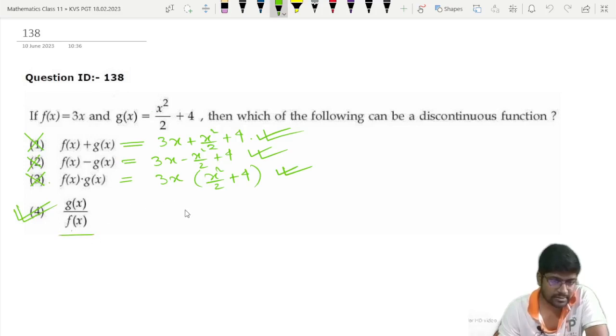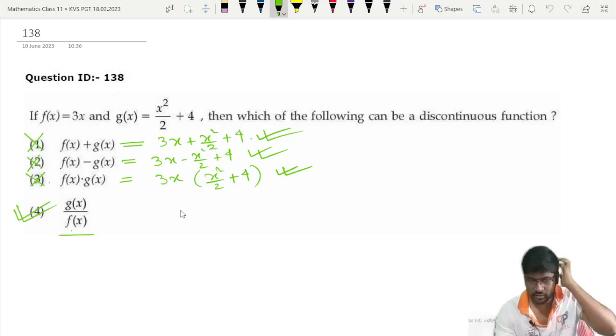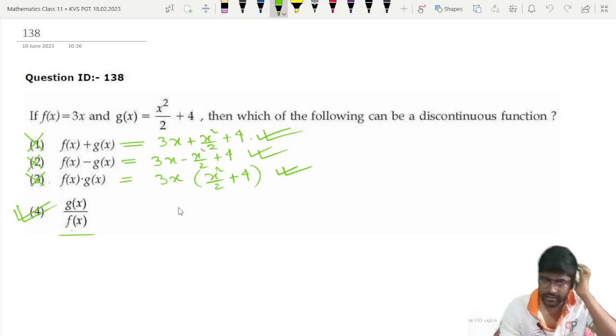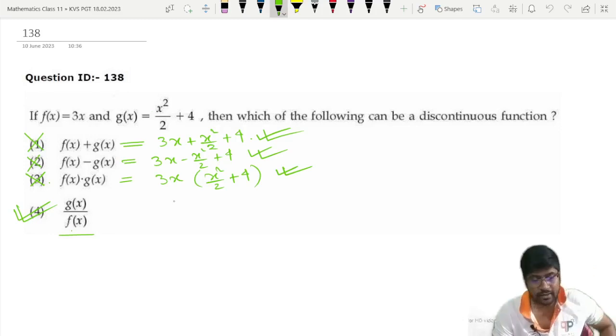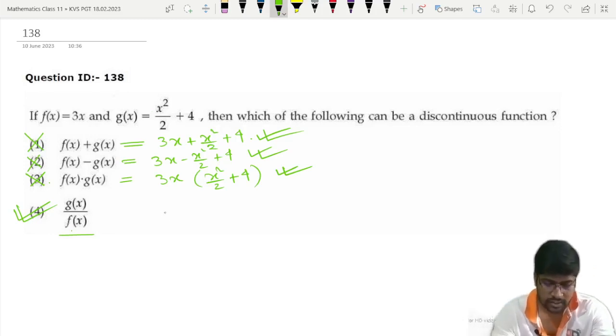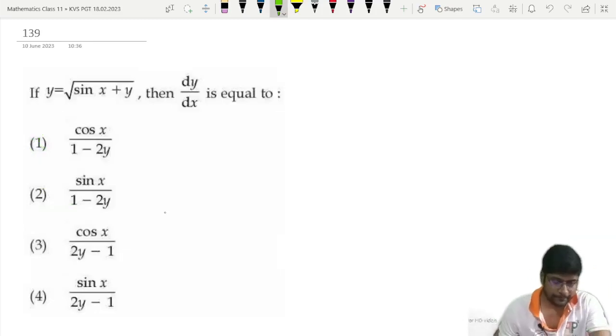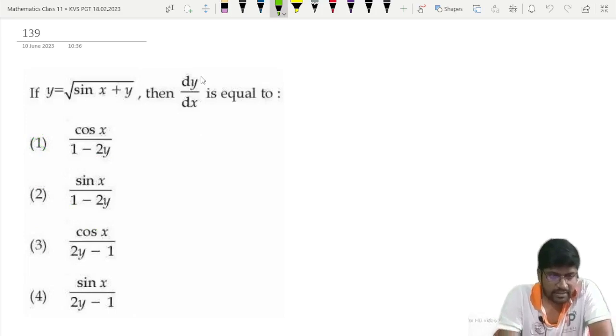So by this type of elimination method also we can find out the correct option. Okay, in this way, option 4 is the correct answer for this problem. So now come to question number 139. If y is equal to root over of sin x plus y, then dy dx is equal to what?